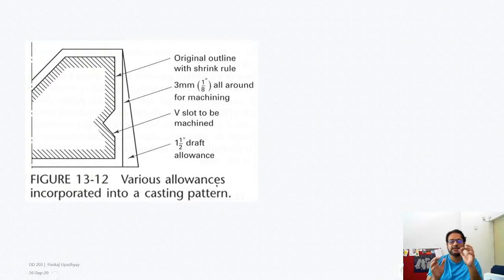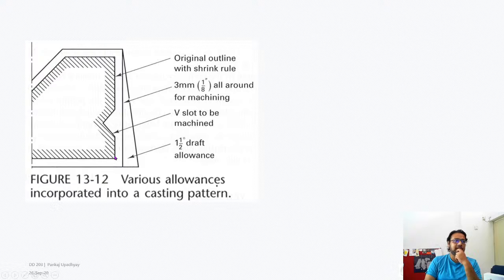It depends on what kind of casting process you are using, but think about sand casting only. In sand casting, if you want a smooth finished flat surface, you need to keep at least 3 mm so that you can machine that surface and make it flat, and grind it and so on. So 3 mm of allowance all around.